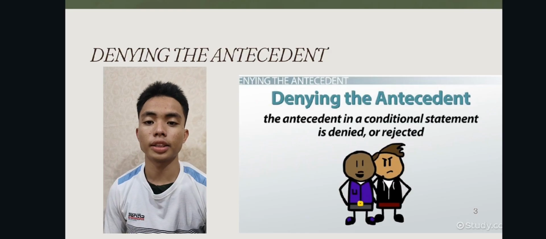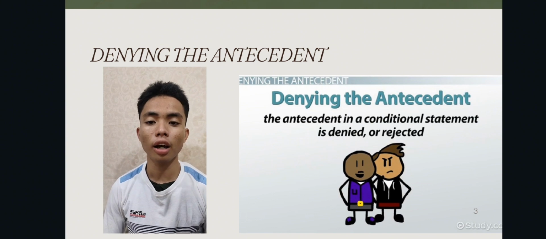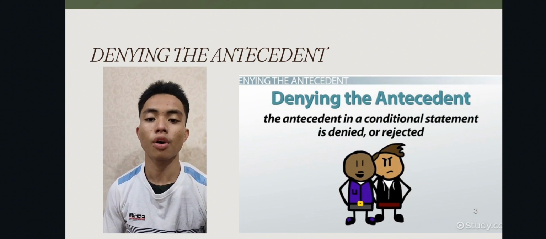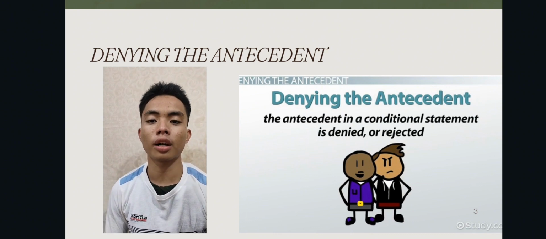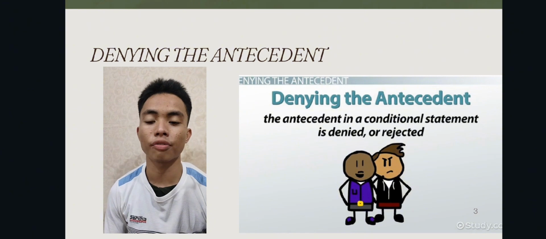The next fallacy is denying the antecedent. The denying the antecedent fallacy is a logical error that occurs when one mistakenly assumes that if a condition or the antecedent is not met, then the consequence or the consequent is also not valid.